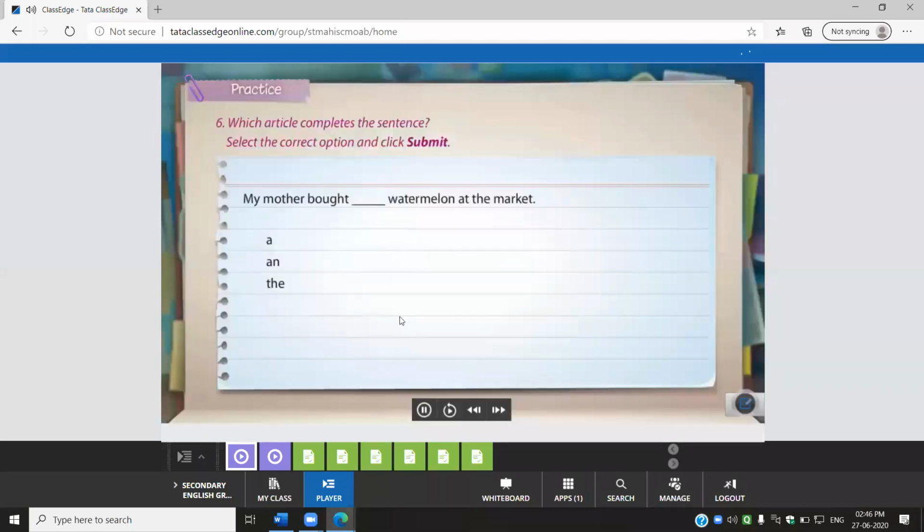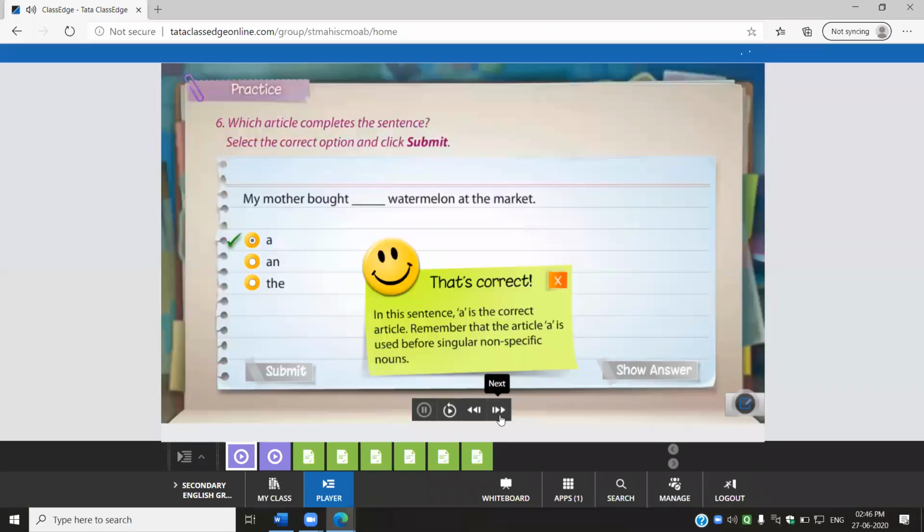Which article completes the sentence? Select the correct option and click Submit. That's correct. In this sentence, a is the correct article. Remember that the article a is used before singular, non-specific nouns.